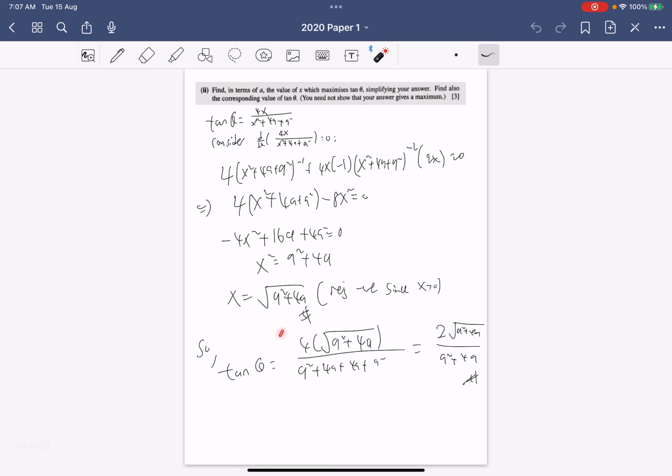And then this means we just need to sub it into the tangent, and since we don't need to show it is a maximum, we assume that it will be maximum. So tangent theta, you just sub in as 4 bracket square root of a squared plus 4a, over a squared plus 4a plus 4a plus a squared. So this is like 2 bracket a squared plus 4a. So yeah, the 4 and 2 will cancel, so we get 2 at the end. So this is the answer.